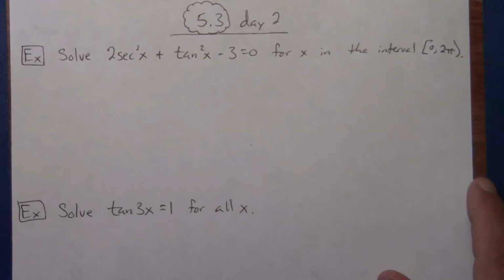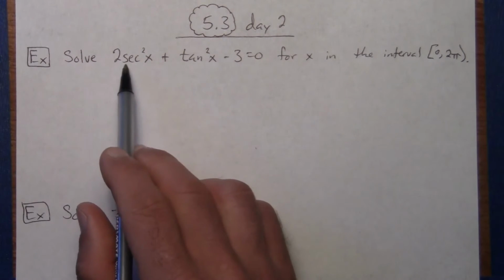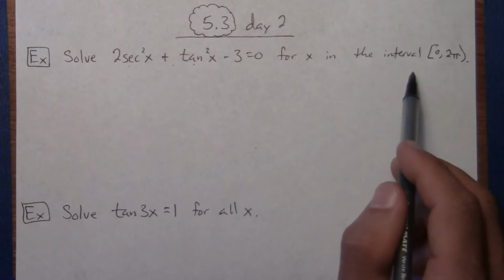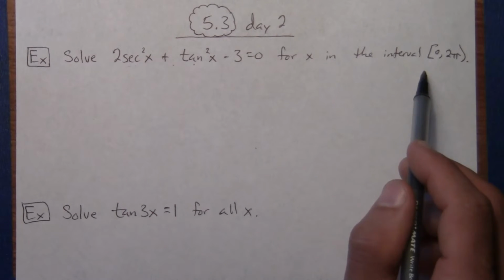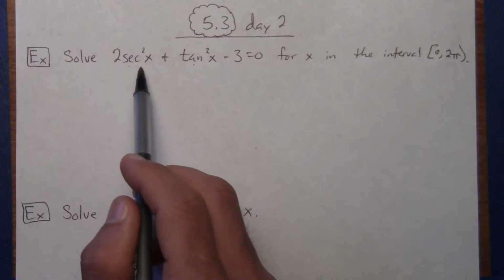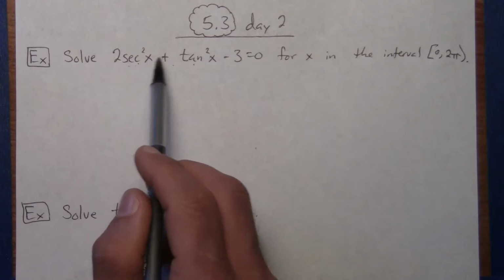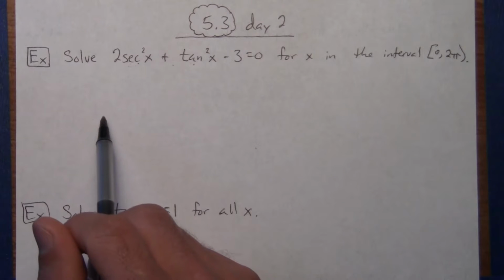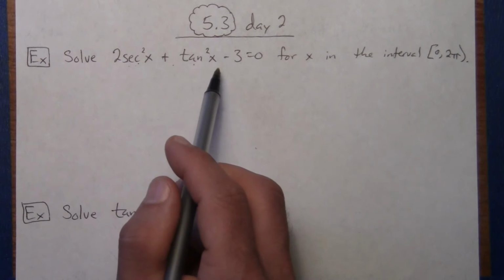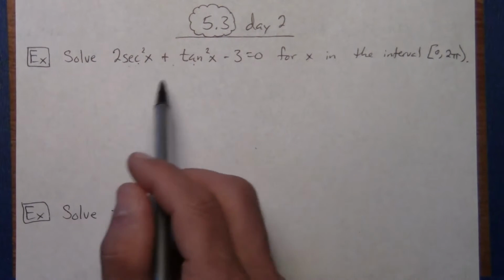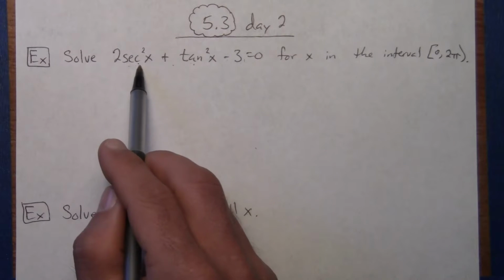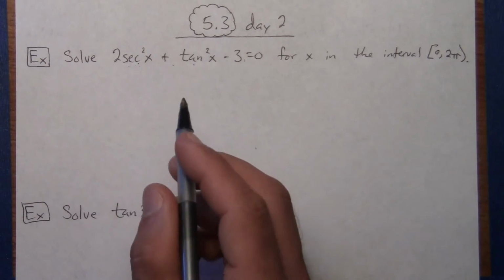Alright, so starting with the first one, I want to solve 2 secant squared plus tangent squared minus 3 equals 0 for all x in the interval from 0 to 2 pi. The good news is I have squared terms, and I know, because I remember my identities, that secant squared and tangent squared are in the same identity. So I can easily change one into the other. Since I don't have a regular secant x or tangent x, it doesn't matter which one I switch it into. If I had, say, minus 3 tangent x, then I would need to change this into tangent squared. But for this one, I can change it to whatever I want.